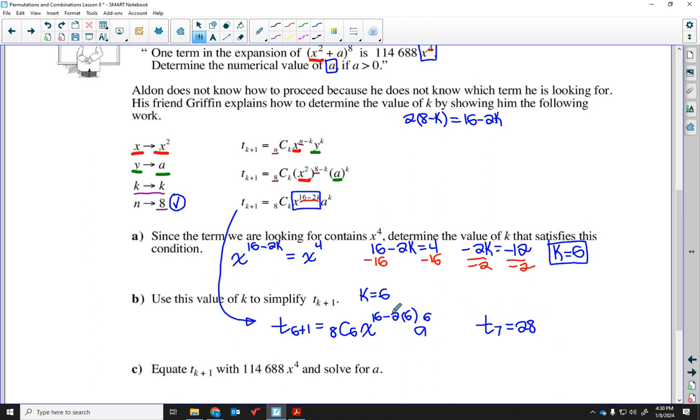Okay, this up here, well, if I calculated k correctly, it should be x to the power of 4. And it is, because 2 times 6 is 12, and then 16 minus 12 is 4. So it would be 28, x to the power of 4, and then a to the power of 6. So that's a more simplified version of what the general term formula looks like. And now we know we're actually dealing with term 7.